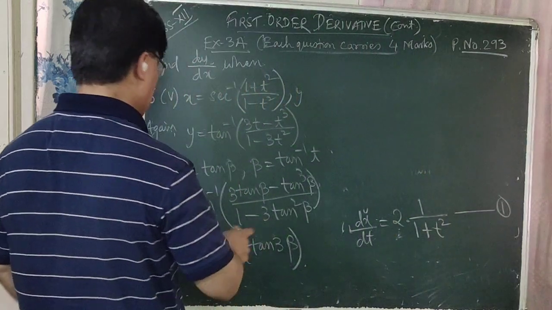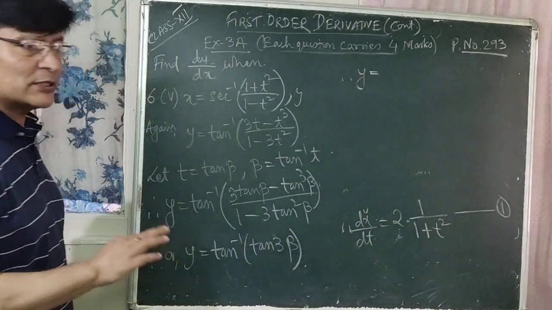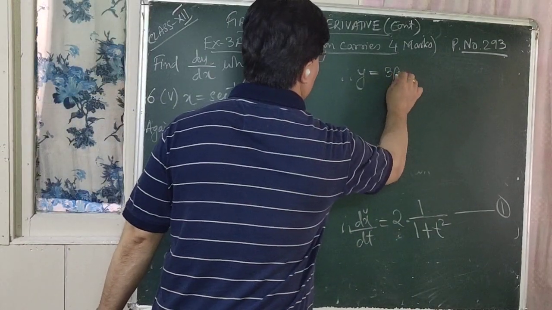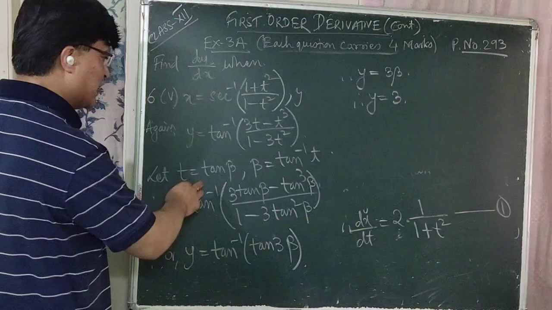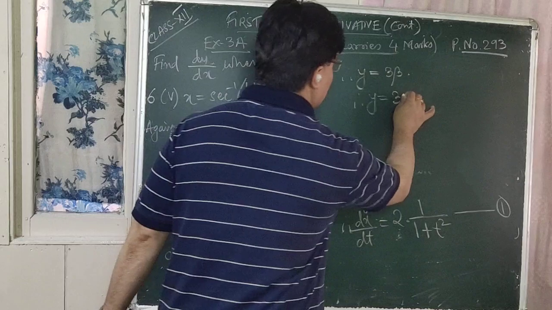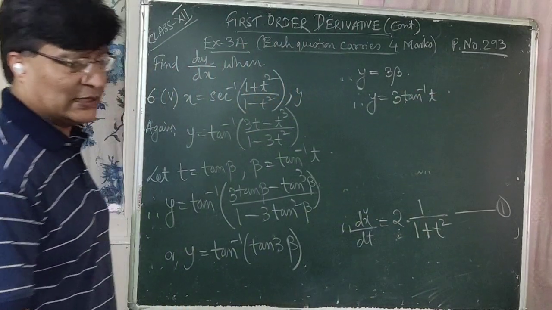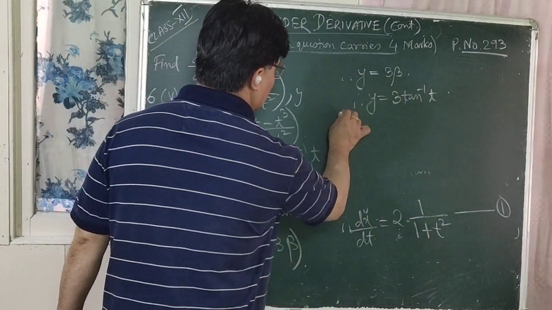Now next. Therefore, y is equal to, what is tan inverse tan 3 beta? You know that it is only 3 beta. So it is 3 beta. Therefore, y is equal to 3 into, what is the value for beta in this case? It is tan inverse t. So it is tan inverse t, right? So now you can differentiate with respect to t.